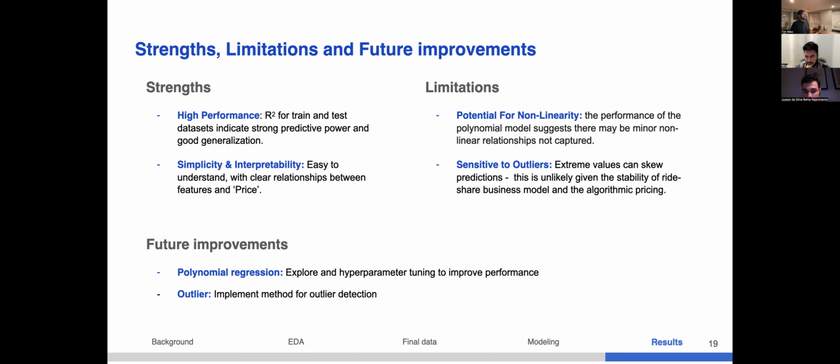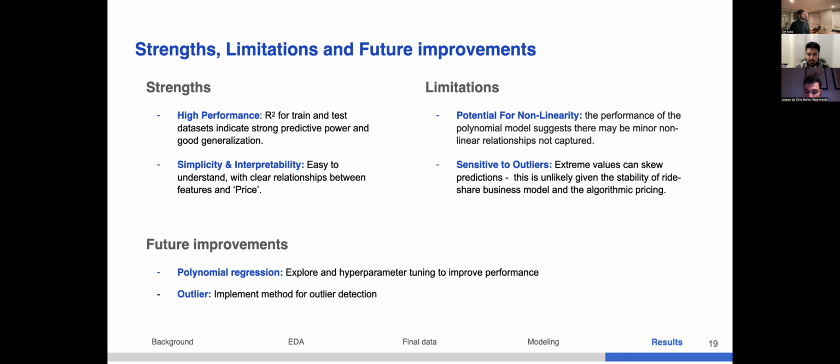So strengths, limitations. High performance from the R-squared for the test and train data sets indicate strong predictive power and good generalization. It's easy to understand with clear relationships between the features and price. Limitations, we understand that there might be some minor nonlinear relationships not captured. And then also the model can be sensitive to outliers.